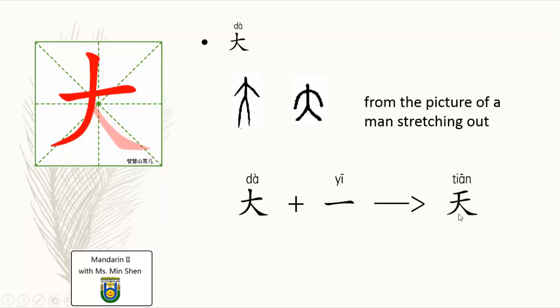So today when we mention one day or sky, we still use this character. For example, look at the sky, 看天, and one day 一天, Sunday 星期天.